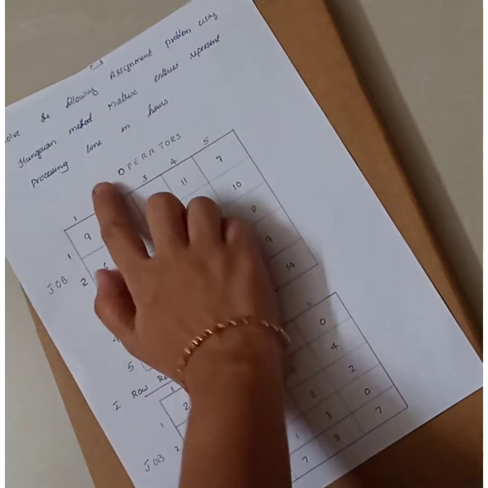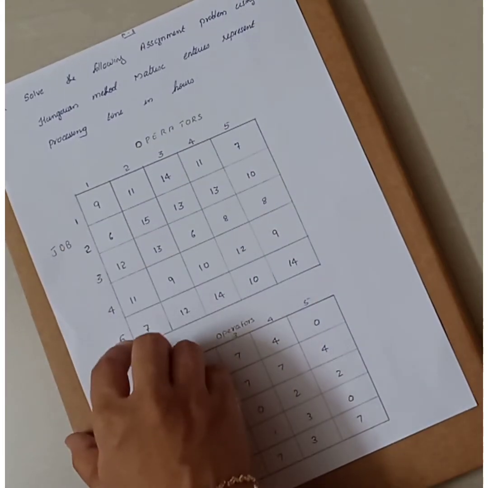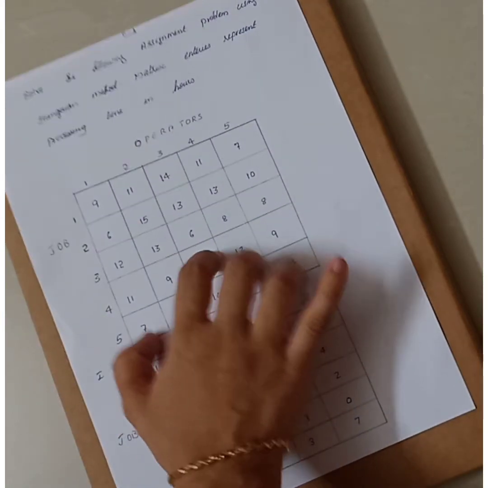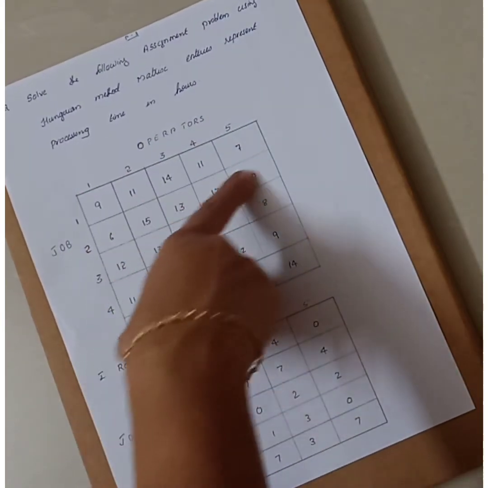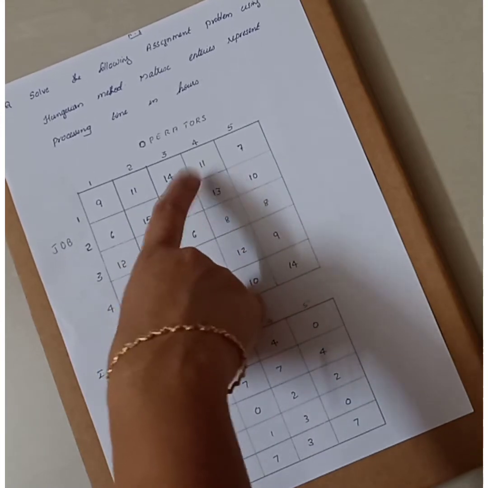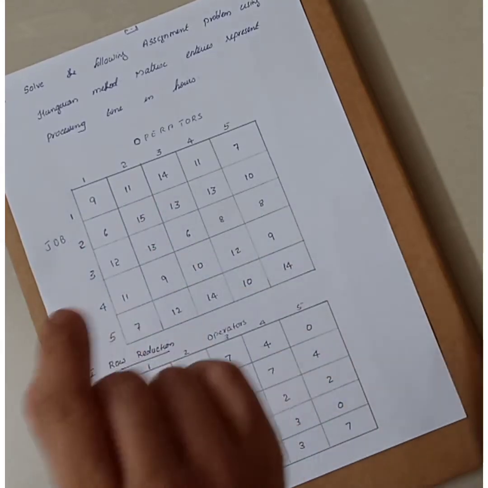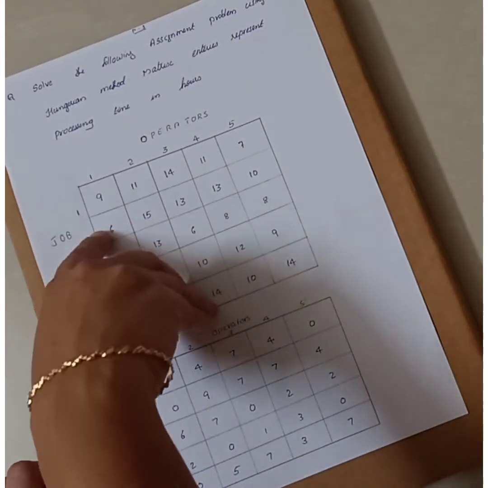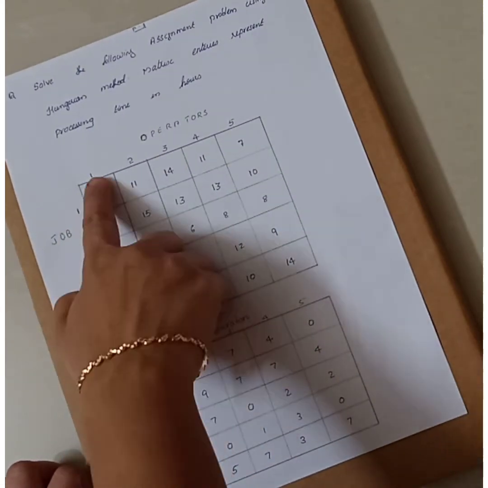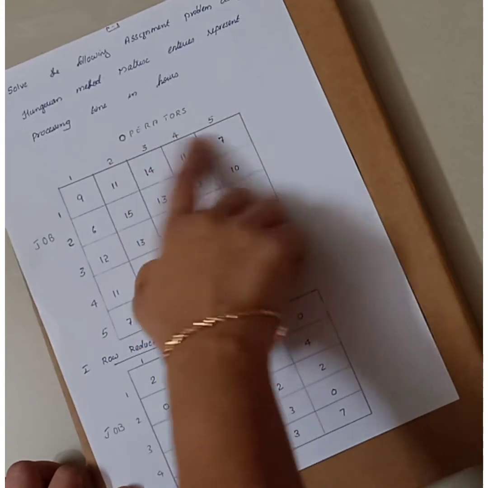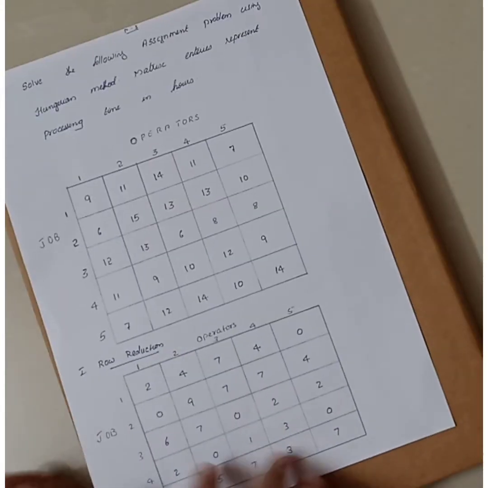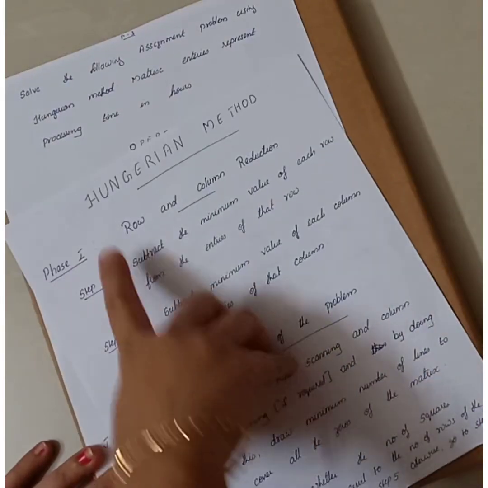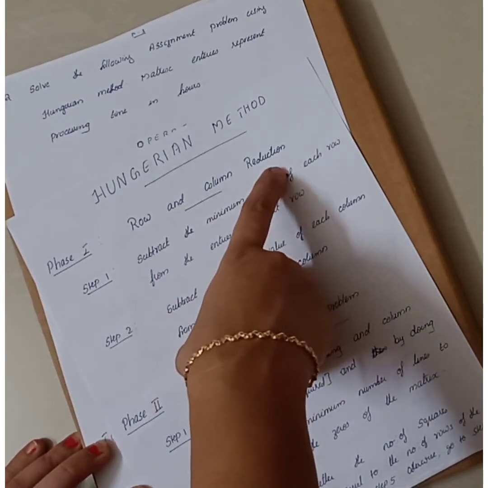In this you are given 5 operators and 5 jobs. The matrix represents processing time in hours. That means whatever entry is given inside each cell represents the processing time in hours. In this case, the rows represent jobs and the columns represent operators. Now, how do we solve this problem? Look at the steps of the Hungarian method. The first step is row and column reduction.